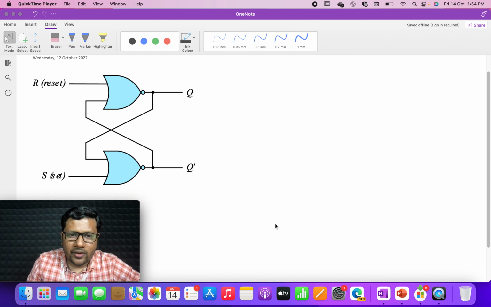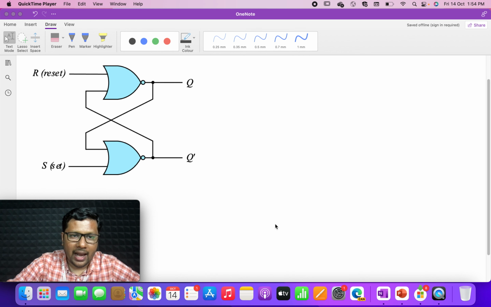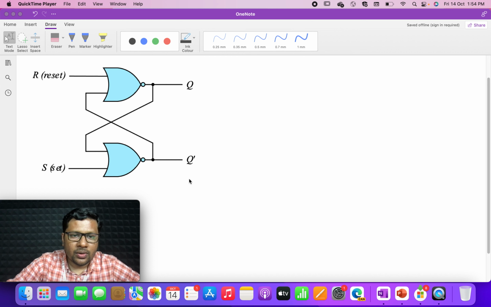Hello everyone. Today we'll be looking at the most basic sequential circuit of all, that is the SR latch. It is also called a NOR latch. Here you can see the logic diagram of the SR latch. S in the SR latch stands for set and R stands for reset.